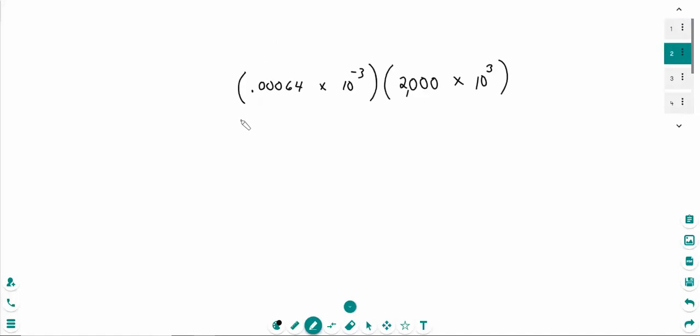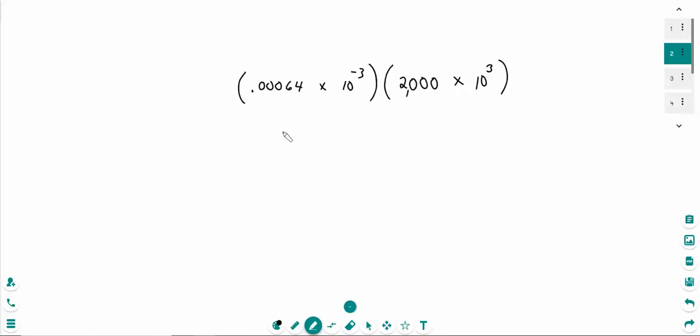So let's say we have these two numbers and we're multiplying them by each other. So we have this first set of parentheses multiplied by the second set. And initially you might say, oh, they're both in scientific notation. But if you look at it closely, they're not actually in scientific notation. Look at these two numbers. Do you see why they're not in scientific notation?